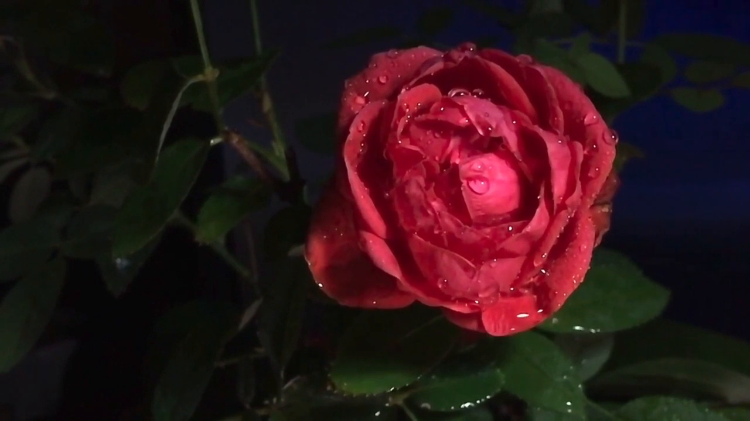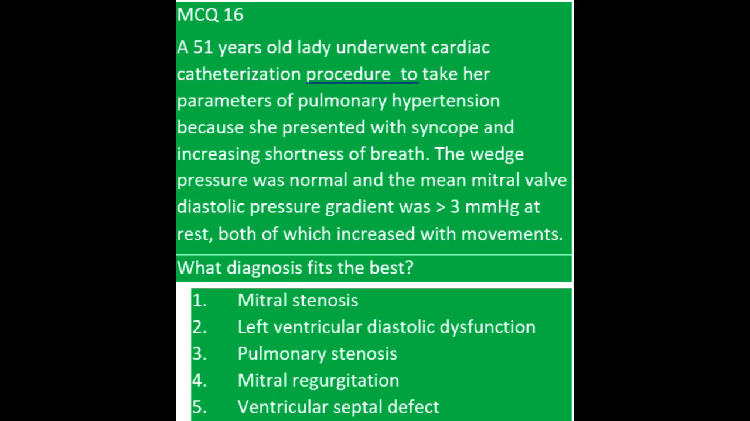MCQ 16. A 51-year-old lady underwent cardiac catheterization to take her parameters of pulmonary hypertension because she presented with syncope and increasing shortness of breath. The wedge pressure was normal and the mean mitral valve diastolic pressure gradient was greater than 3 mm of mercury at rest, both of which increased with movements. What diagnosis fits the best?